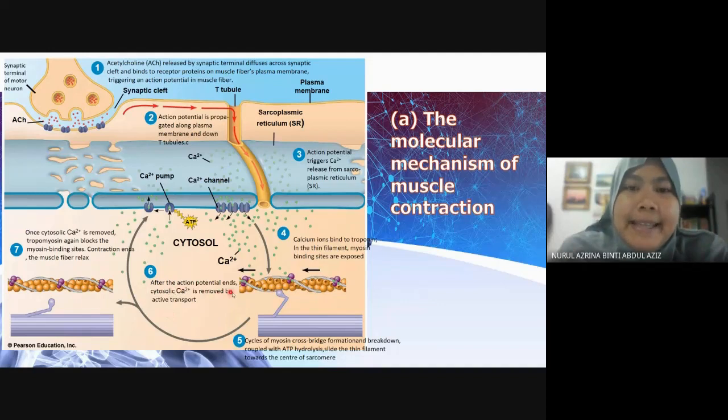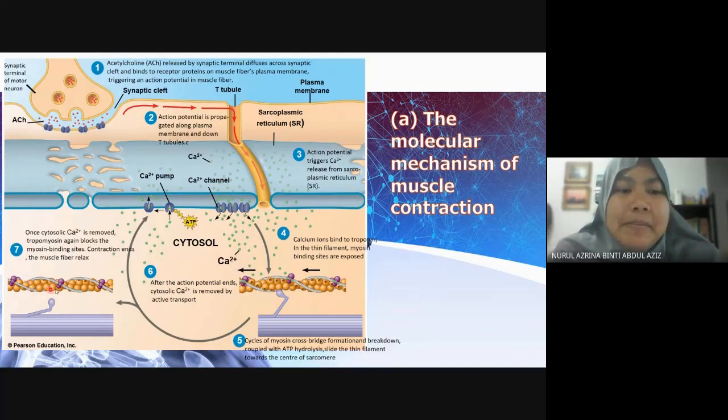After the action potential has ended, so maksudnya bila muscle kita dah nak masuk ke fasa relaxing, the cytosolic calcium ion is removed by active transport. So what will happen to the calcium ion? The calcium ion will be removed back to the sarcoplasmic reticulum by using active transport. Okay, masuk balik from low concentration here in the cytosol to high concentration inside the sarcoplasmic reticulum. Okay, so the cytosolic calcium ion is removed. Of course, tropomyosin again will block the myosin binding site and the contraction ends and the muscle relaxes.